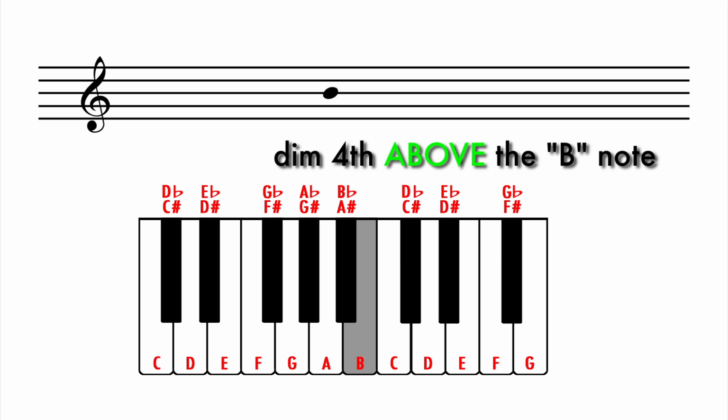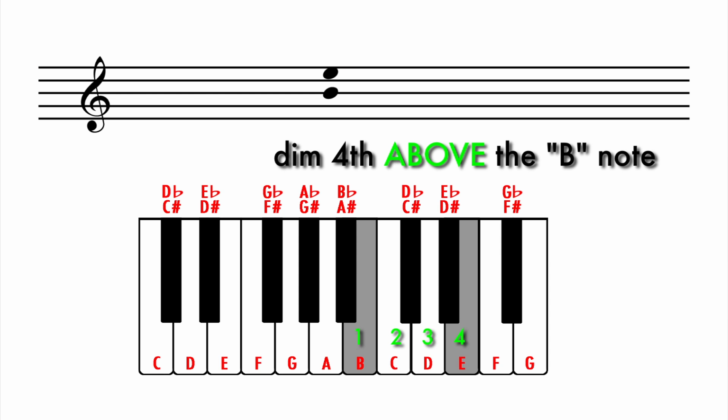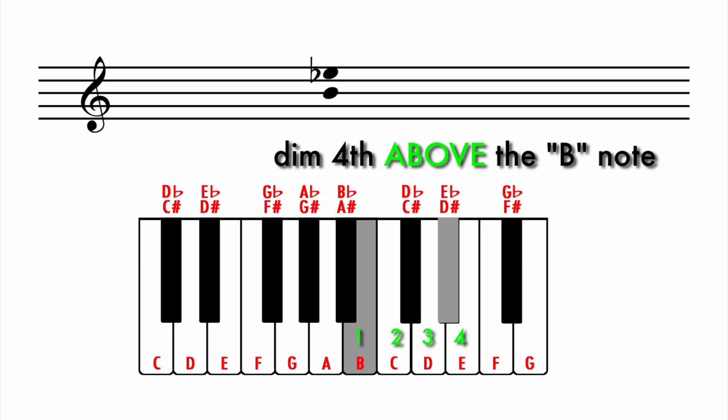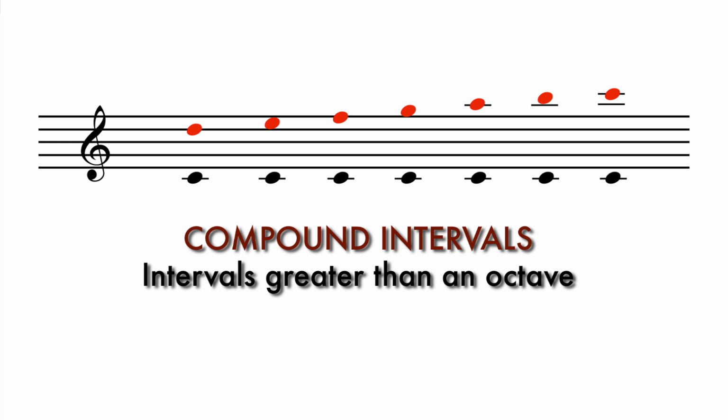Now let's determine a diminished fourth above B. Well, we count the note names, B, C, D, E, so we know it's an E. Let's quickly go to our major scale chart and you will see that in the key of B, E is a natural. So what we want to do now is diminish that interval by lowering the top note by half a step. Remember, perfect intervals when lowered by half a step become diminished. So now we have formed a diminished fourth from B to E flat. Now to make B the top note, we take the E flat, drop it down an octave, and there you have your augmented fifth.